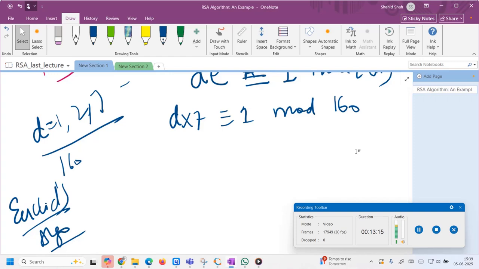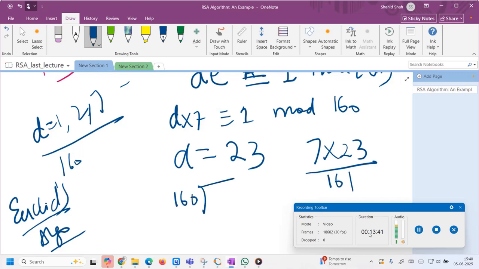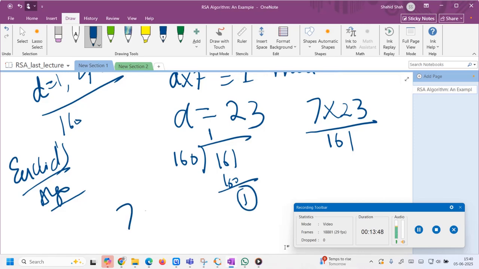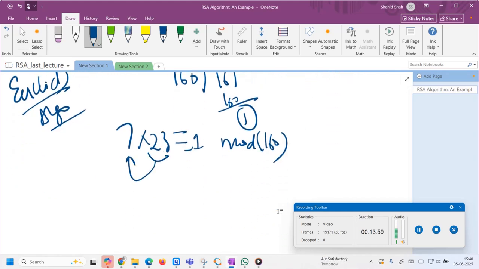But for large numbers, even if you use Euclid's algorithm, finding this D is very, very complex. But for this case, it is not so complex. We can write a Python code for smaller numbers easily. Now, you go and check, and you'll find that D equal to 23 is such a number. You see, 7 times 23 is 161. Divide 161 by 160 and you get remainder 1. So 7 times 23 is congruent to 1 modulo 160. That means 23 is the multiplicative inverse of 7, so basically you can write that 23 is 7 inverse under modulo 160.